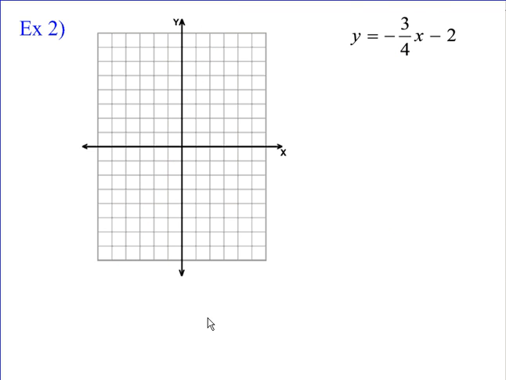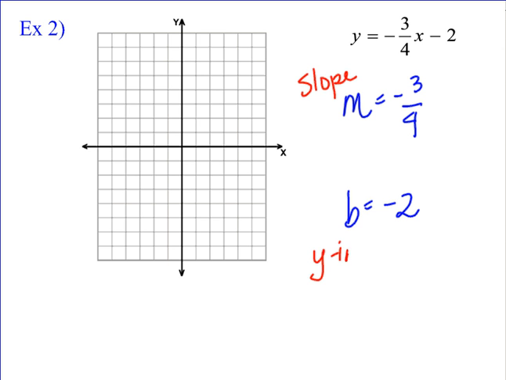Let's try it again here in example number 2. We're looking at y equals negative 3/4 x minus 2. Let's find the slope and the y-intercept. Again, here we take the slope. It's the number next to the x, negative 3 over 4. And the y-intercept is negative 2. Slope, y-intercept. Again, we're going to graph these points.